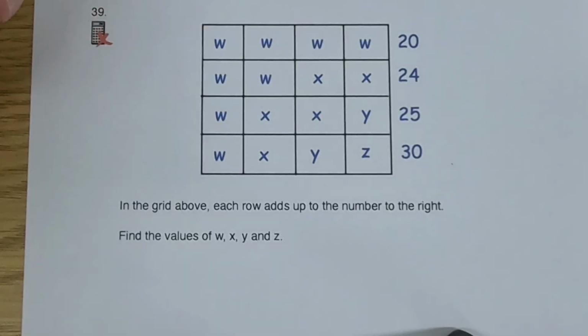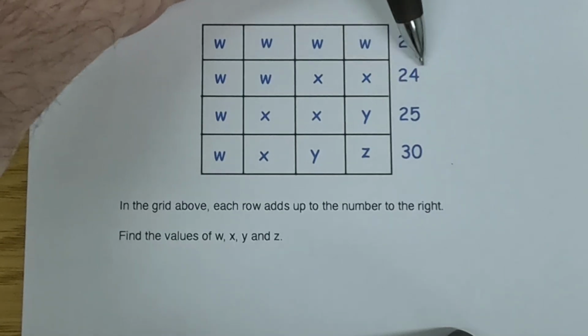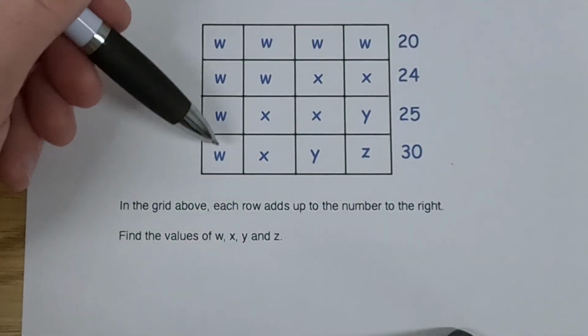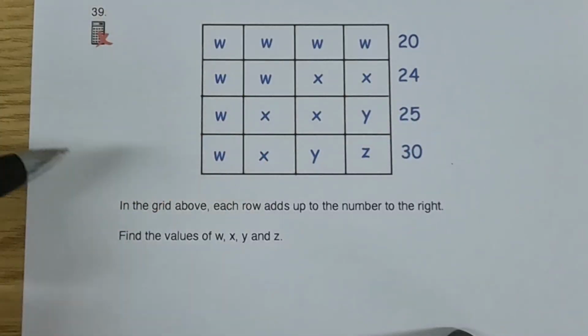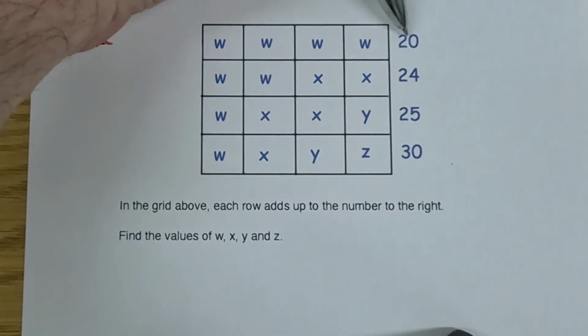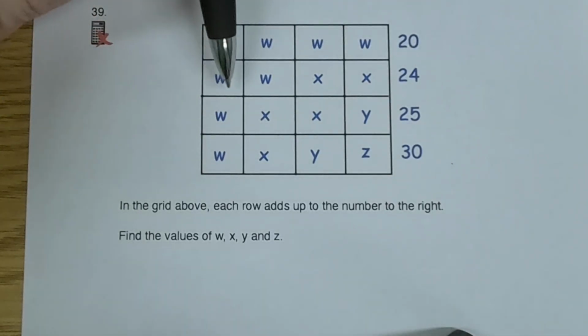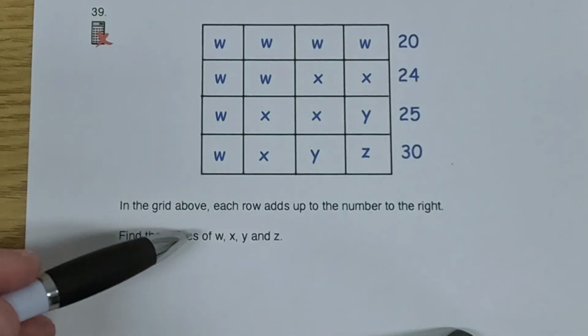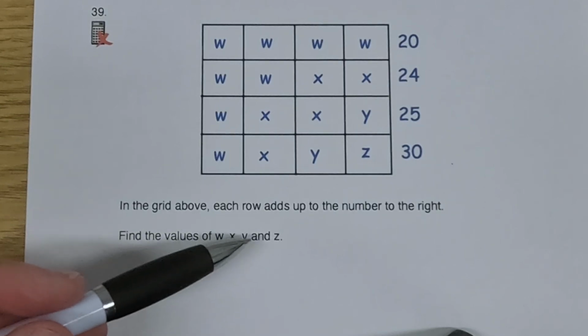So question number 39, we've got this table, this grid here, and we've got 20, WXX, and we've got 24, WXXY, and 25, and WXYZ, and then 30. And the question says, in the grid above, each row adds to the number on the right. So this row adds to 20, this row adds to 24, this row adds to 25, and this row adds to 30. And we've been asked to find the values of W, X, Y, and Z.